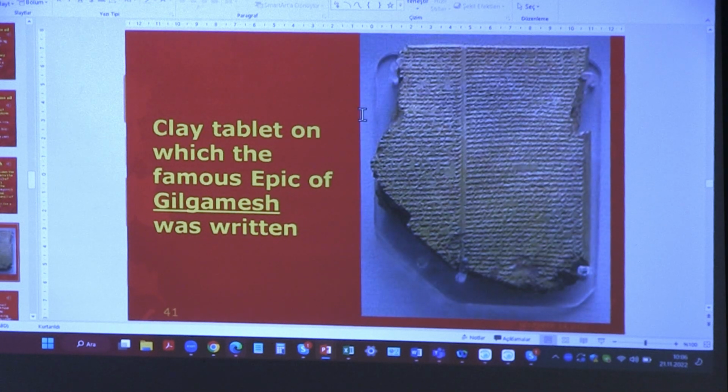Now, this is a fraction of the clay tablet, which explains certain parts of the epic. Here you can see there are several lines and several texts. Not only this king and Enkidu, but there are many other explanations, like the big flood, Tufan. It's also mentioned in the Epic of Gilgamesh.